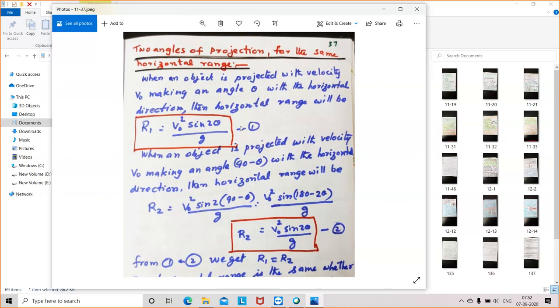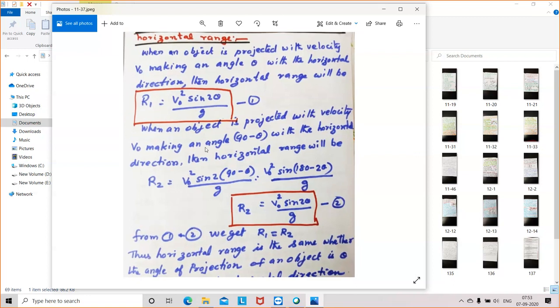then the horizontal range equals v0 square sine 2 theta by g. That we derived last class. When theta is the angle of projection, the horizontal range is equal to v0 square sine 2 theta by g, where v0 is the initial velocity of the body, theta is the angle of projection, and g is the acceleration due to gravity.